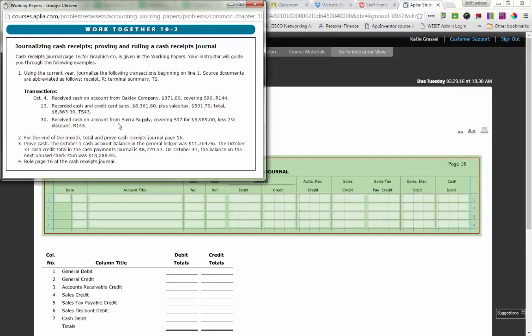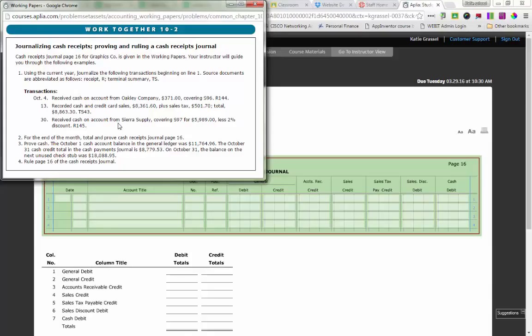We're going to be going through and recording transactions on page 16 for Graphics, Inc. Use the current year, journalize the following transactions beginning on line 1. Source documents are abbreviated as follows. R for receipt. Terminal summary is TS.